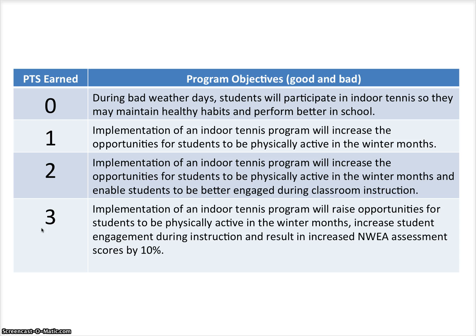You want a 3. In order to get a 3, we still want a good objective for the program, what that program is going to do to help improve student achievement, and is it measurable? So if we look at this particular objective, implementation of an indoor tennis program will raise opportunities for students to be physically active in the winter months, increase student engagement during instruction, and result in increased NWEA assessment scores by 10%. Clearly, that is a measurable objective, that's a program objective, and it is also detailing a connection to student achievement.